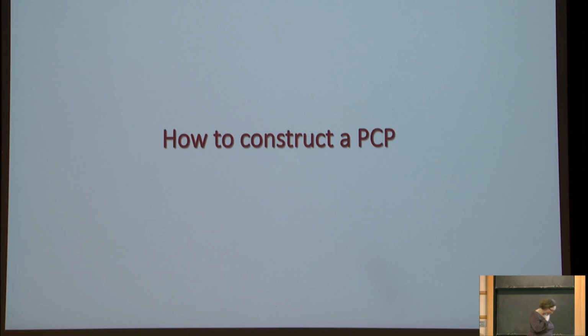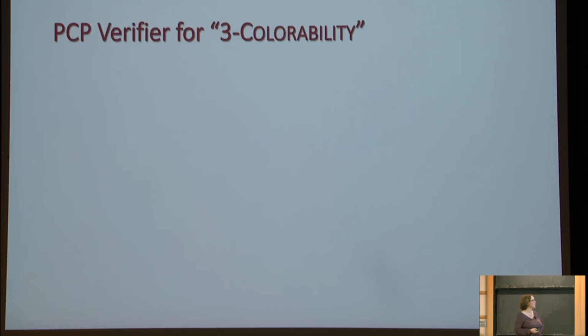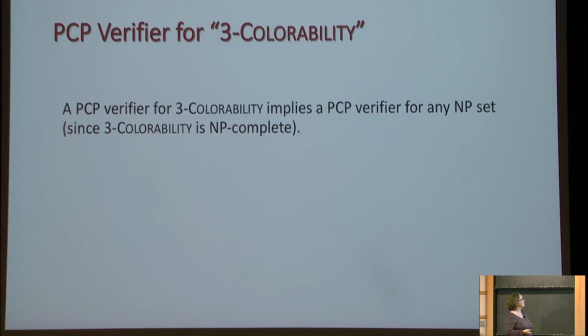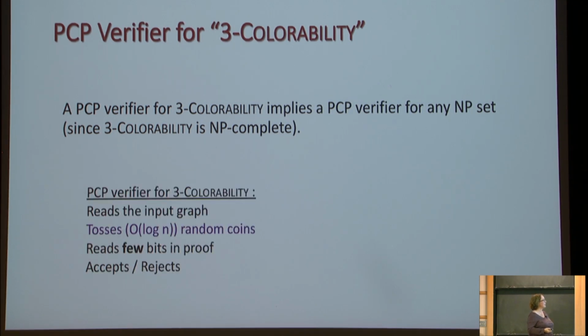Okay, so for the next part of my talk, I basically want to discuss how to construct a PCP, or how this PCP verifier algorithm works. Okay, so let's look at 3-colorability. It will be my focus. It's enough to talk about 3-colorability, right? Because 3-colorability is NP complete. It will imply it for any other set.